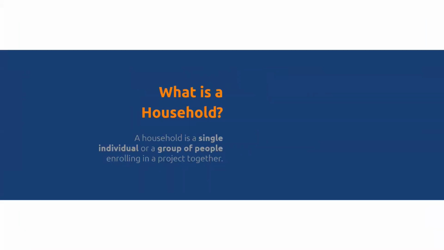So next we're going to go over how to create and manage households. So what is a household? A household is a single individual or a group of people who are enrolling into a project together. So in an HMIS, there are two household configurations. There is the global household, which is connected to the client's profile. And there's also a program household, which is connected to the client's enrollment.